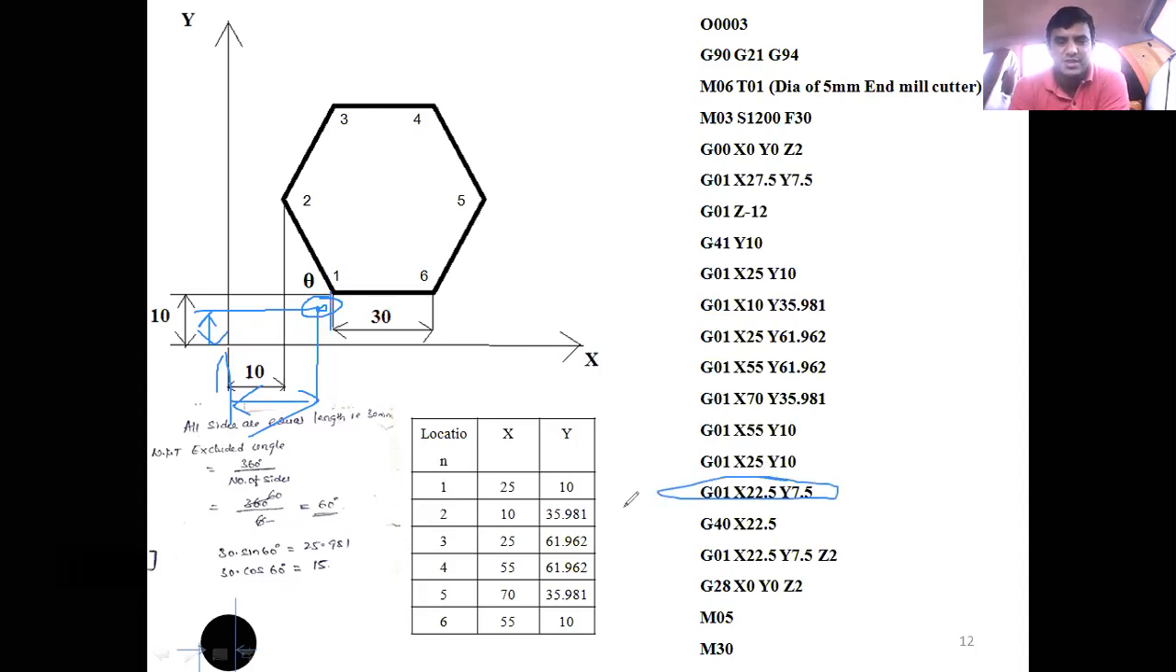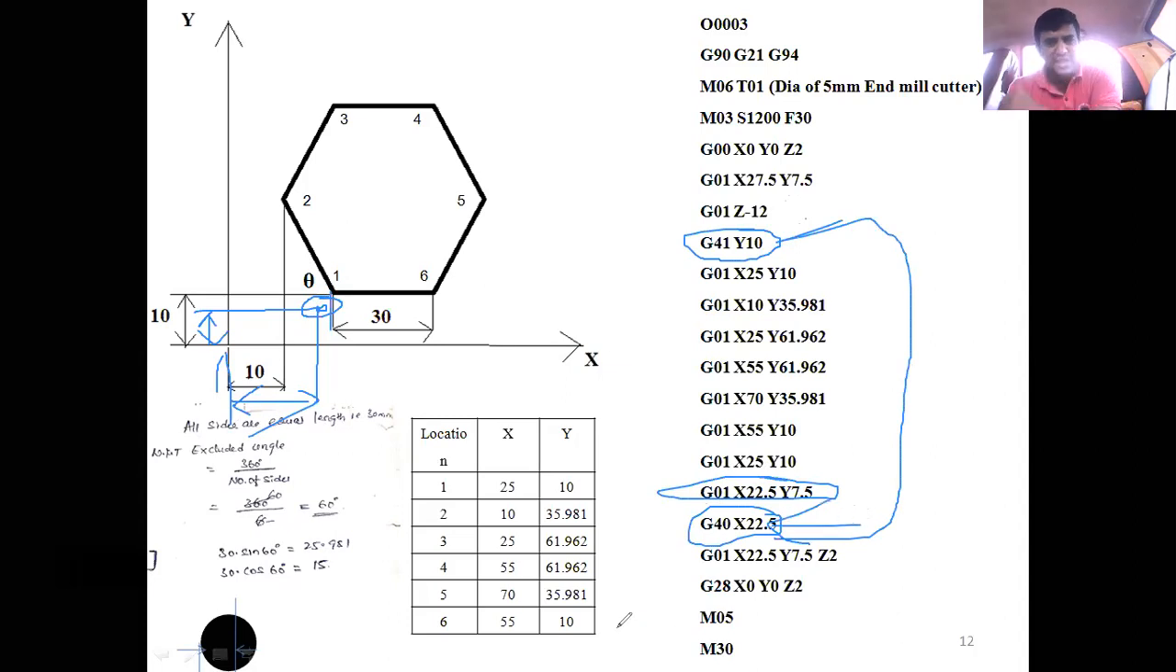Then you go for cancelling the cutter radius compensation. The G40, X value maintain same here. Why do you want to give the X value? Earlier we gave the Y value here. When you give the compensation, the Y value is given. Now when you cancel the cutter radius compensation, the X value should be given here.